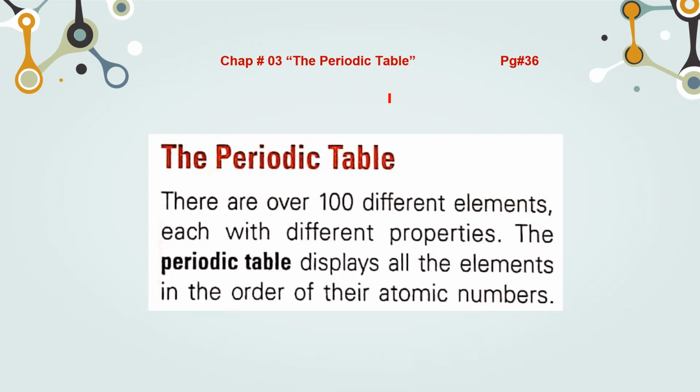So in the periodic table, the elements are arranged according to their atomic numbers. Sir, actually they are arranged according to the number of electrons. Yes, number of electrons or number of protons, because in a neutral atom, the number of protons is equal to the number of electrons. Yes, sir.